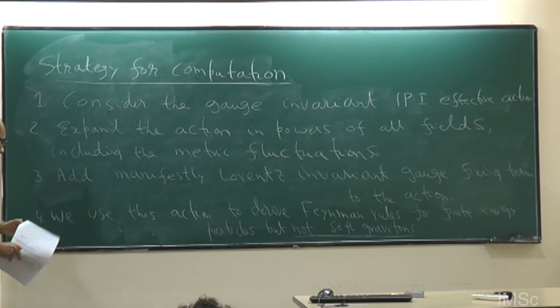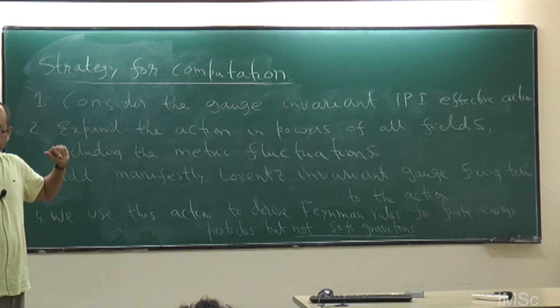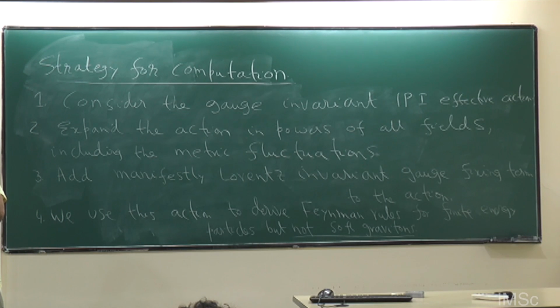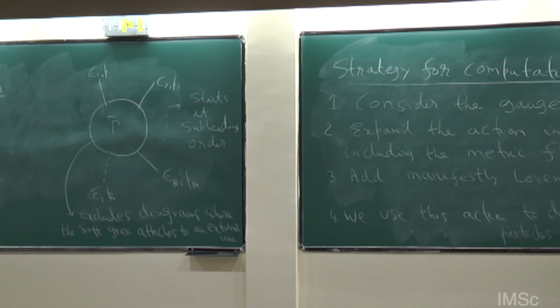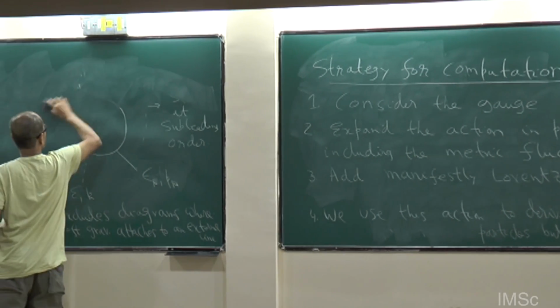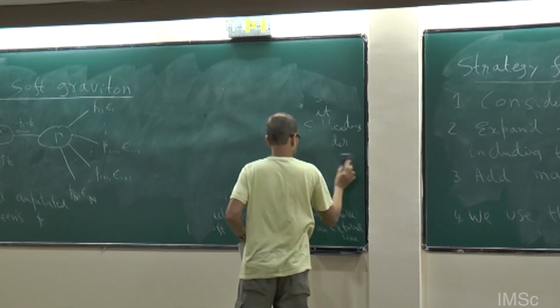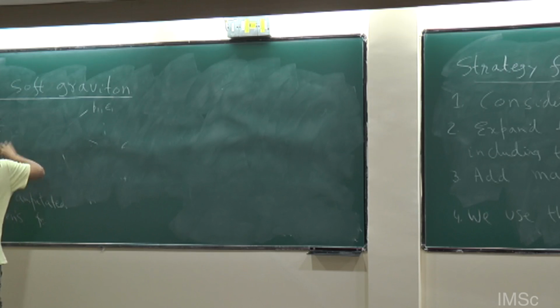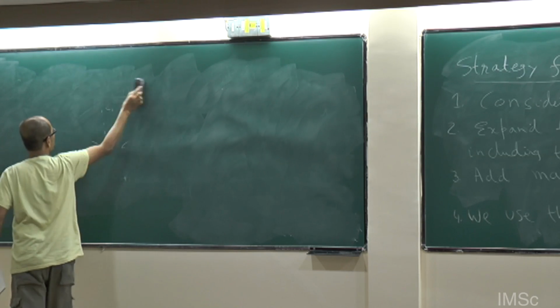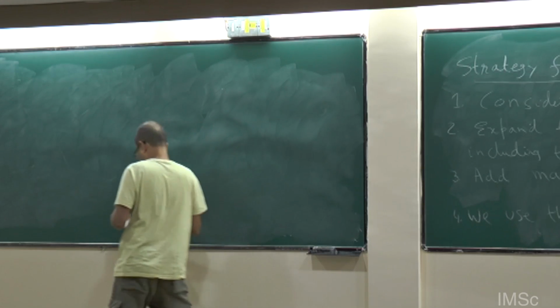Let me emphasize again that the action we arrive at this stage we are going to use to derive the vortices and the propagators for finite energy particles, but not soft particles. In fact, for one soft graviton, we don't really need the soft propagator ever. For the soft particle, we only need the 1 pi vortex.